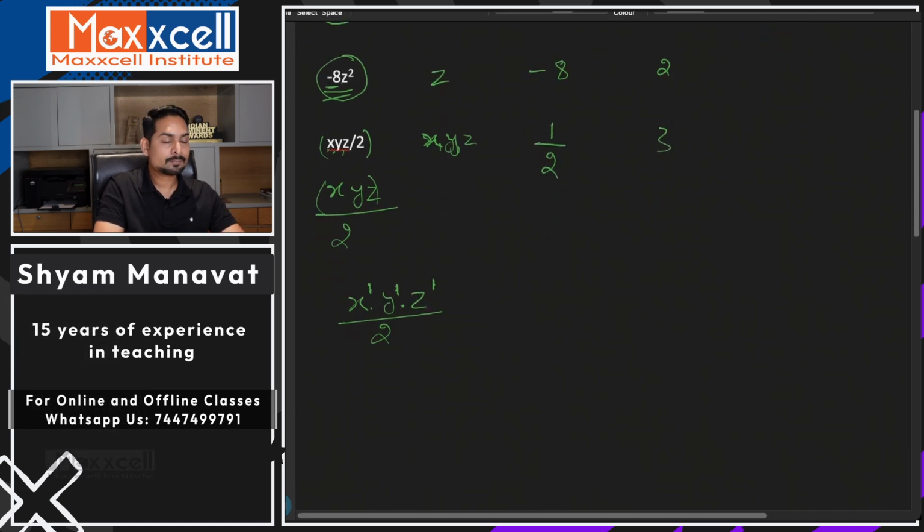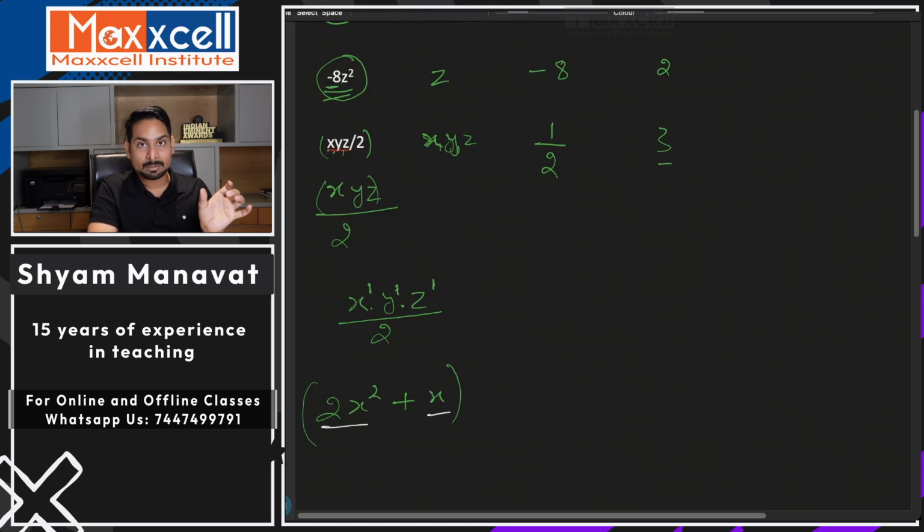Let's say I have 2x square plus x. I am only going to talk about the degree of this expression. To find the degree, you first see this expression as different terms. The first term is 2x square, the second term is x. In all these terms, what is the maximum power of the variable? Here the maximum power of the variable is 2. So in this case, the order of this expression will be 2.